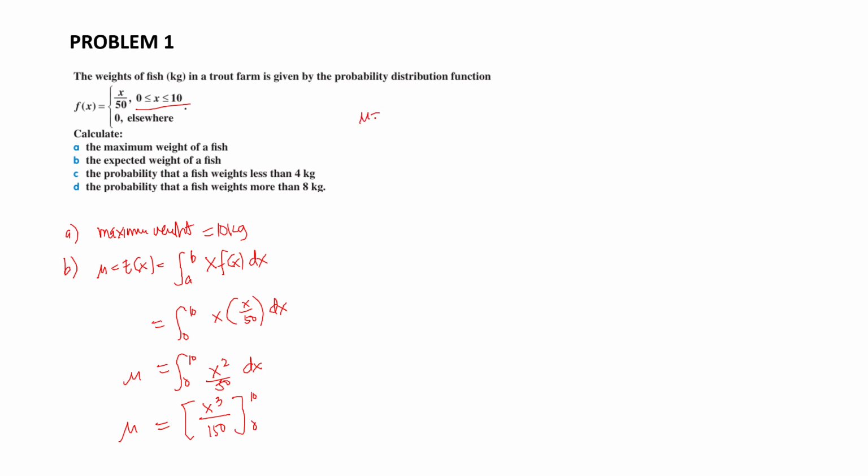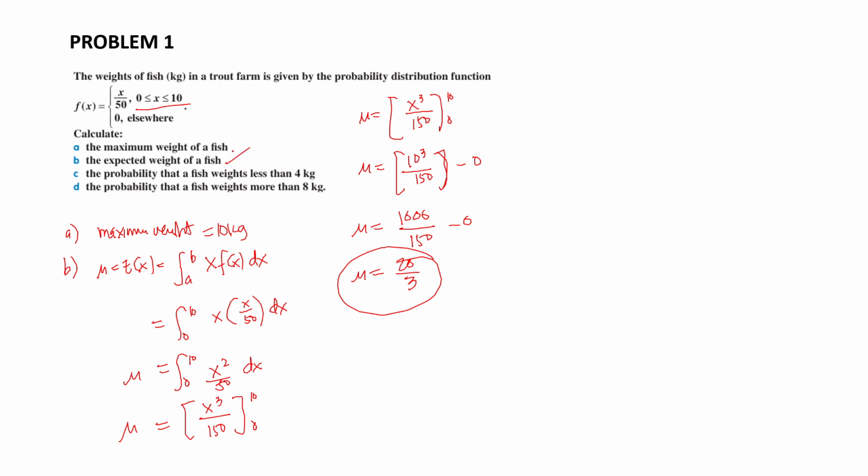So our mu here is x cubed over 150 from 0 to 10. Our mu is 10 cubed over 150 minus 0. So mu is equal to 1000 over 150 minus 0. Our mu is 20 over 3. So this is the answer to question number 2, the expected weight of the fish.